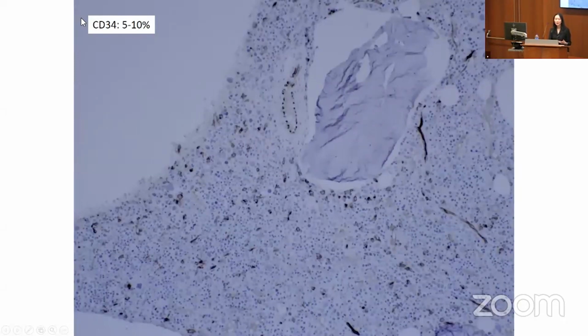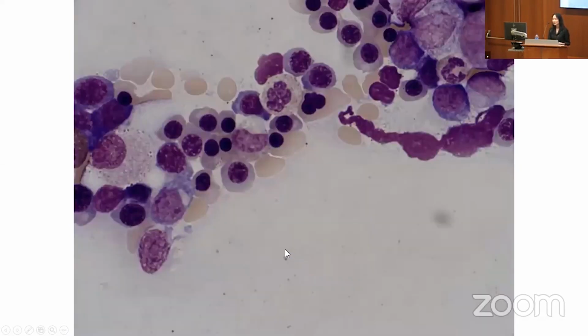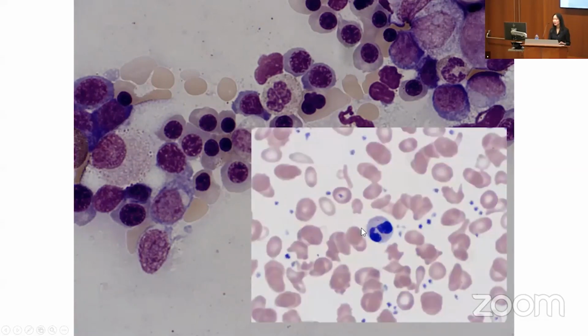CD34 is our blast marker. So you can see that these are increased in the bone marrow. This is the brown stain that highlights the blasts. It should be less than 5%, but in this patient is 5 to 10%. The aspirate shows dysplasia in the erythroid lineage. You can see here a bilobed erythroid cell and dyssynchronous maturation here. You can also see in his peripheral blood a pseudo-Pelger-Huet neutrophil, which is also dysplastic. It almost looks like a Ray-Ban sunglass, and it also has hypogranularity.